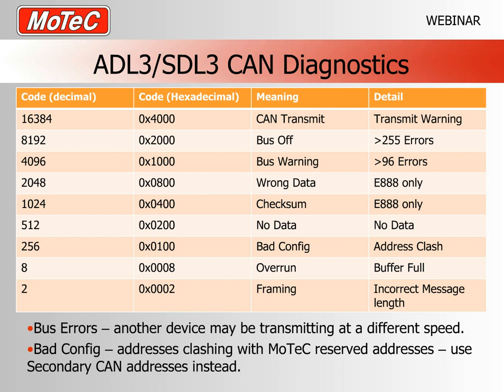Okay, so if you are in the monitor channel screen on the ADL or SDL manager program, what you'll see is these CAN diagnostic codes. They're shown in decimal in the dash logger, so that's the decimal code on the left-hand side. There are a number of codes which allow us to establish what is going on with the CAN bus. Firstly, there's a couple that you virtually never will see, and that would be code 2048 and 1024. These relate to E888s, and in general terms, they're not going to be particularly useful.